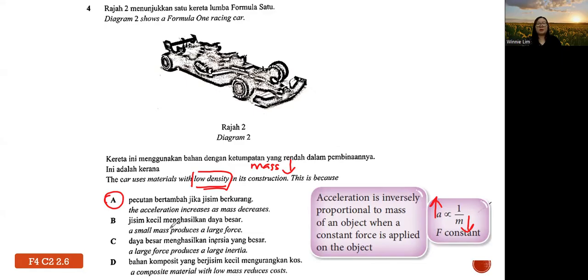Smaller mass produces larger force, not true. Larger force, larger inertia, so it's not what we want now. We want the idea of low density, low mass. And a composite material with low mass reduces the cost, not about the mass idea. It depends on the material. Light material may be expensive as well.